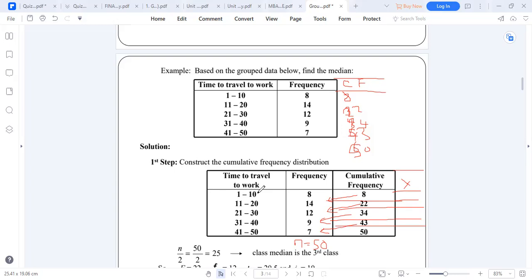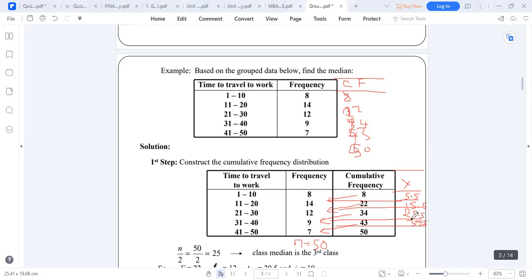Add the lower bound plus the upper bound divided by 2. So 1 plus 10 is 11, divided by 2, 5.5. Then 11 plus 20 is 31. 31 divided by 2 is 15.5. 21 plus 30 is 51. 51 divided by 2, we get 25.5. 31 plus 40 is 71, divided by 2, we get 35.5.